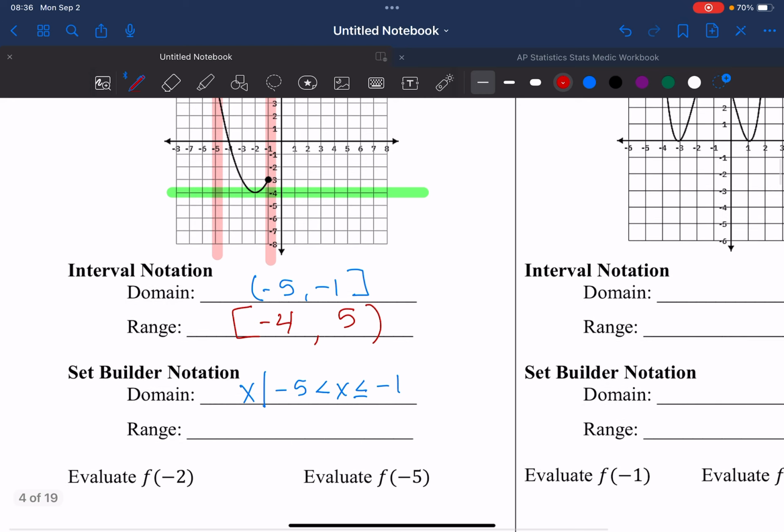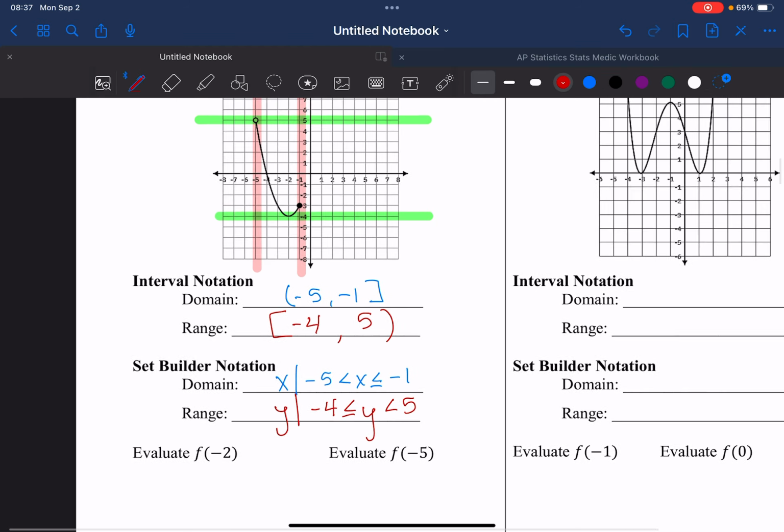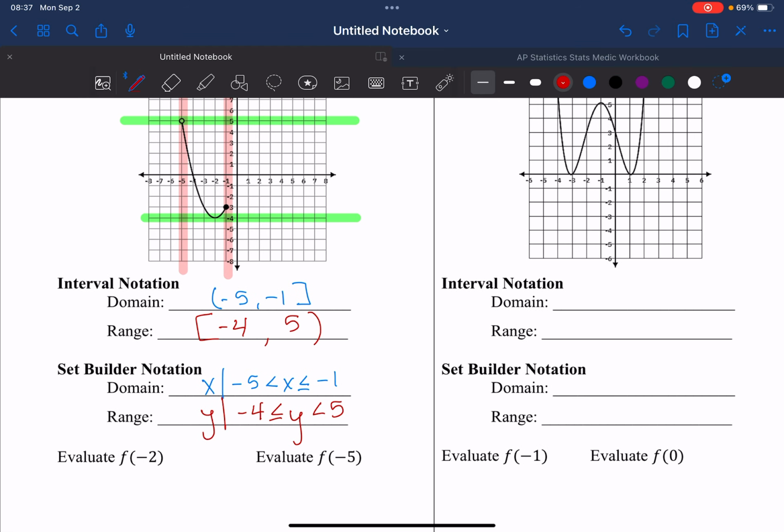So looking back at set builder notation, now I'm dealing with y's. So I'm going to write y such that, I'm going to write my numbers in there. So -4 and 5, and I know that my y is between both of them. Since I have a bracket on the -4, I'm going to do less than or equal to. And since I have a parenthesis on the 5, then I just do less than. Okay. Now that I completed both of my notations, I am going to evaluate these at the bottom.